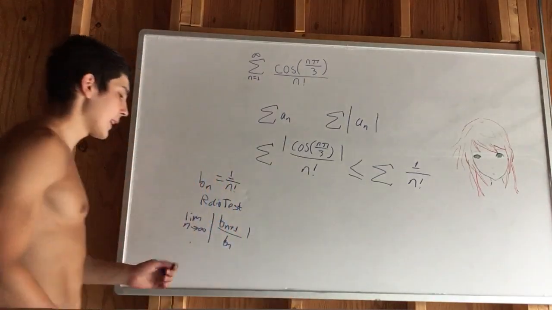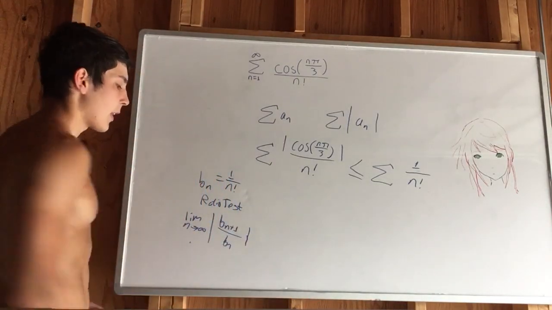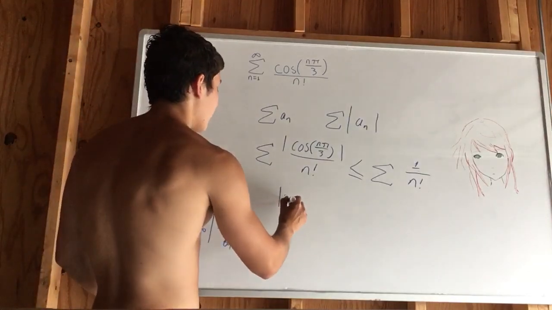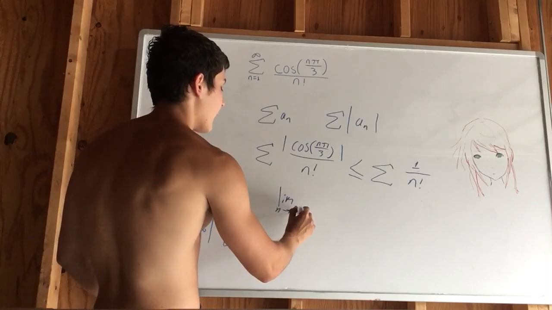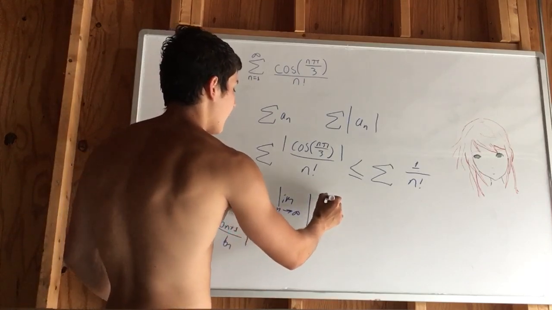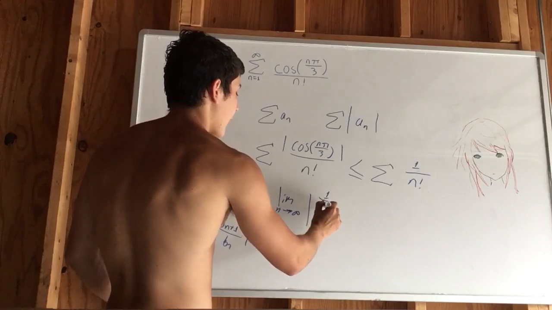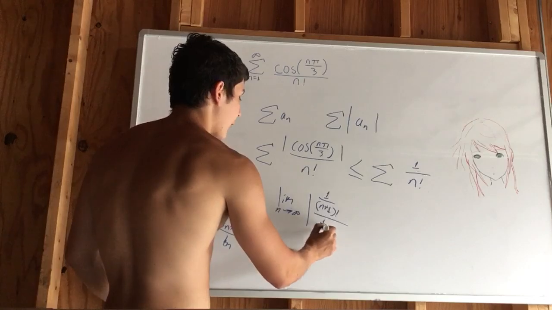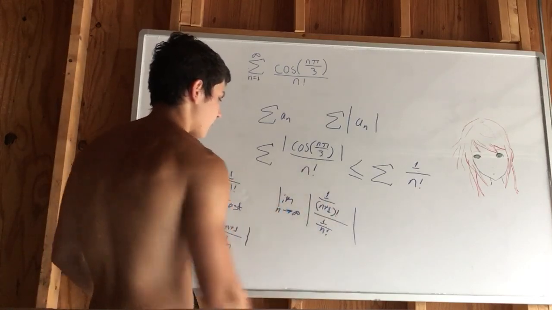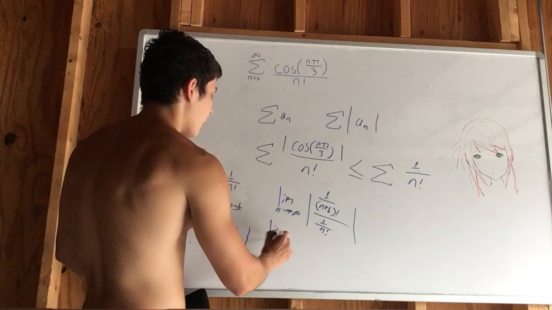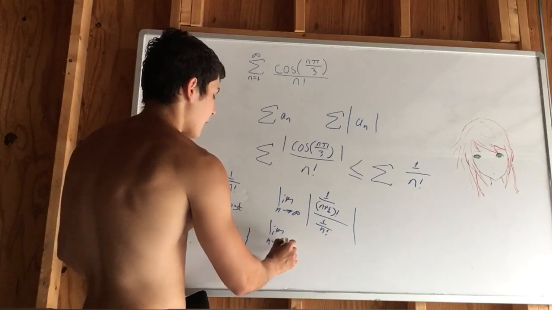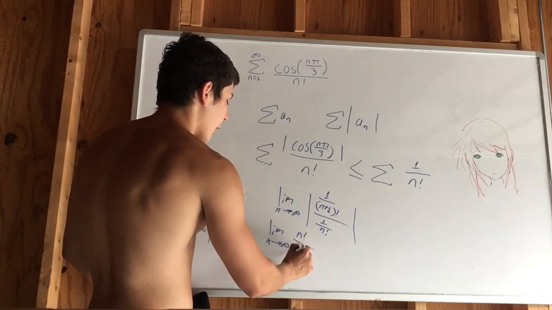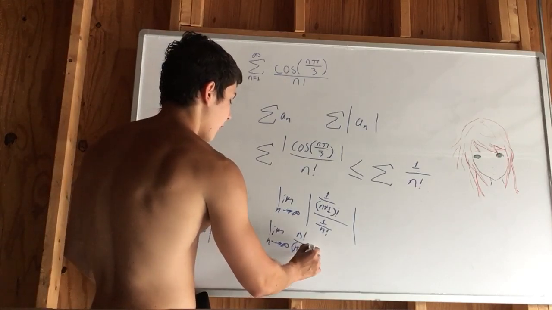So we're going to do that. We're going to take the limit as n approaches infinity of the absolute value of b sub n plus 1 over b sub n. Limit as n approaches infinity of the absolute value of 1 over n plus 1 factorial over 1 over n factorial. We can rewrite this to multiply by the reciprocal, which would give us n factorial over n plus 1 factorial.